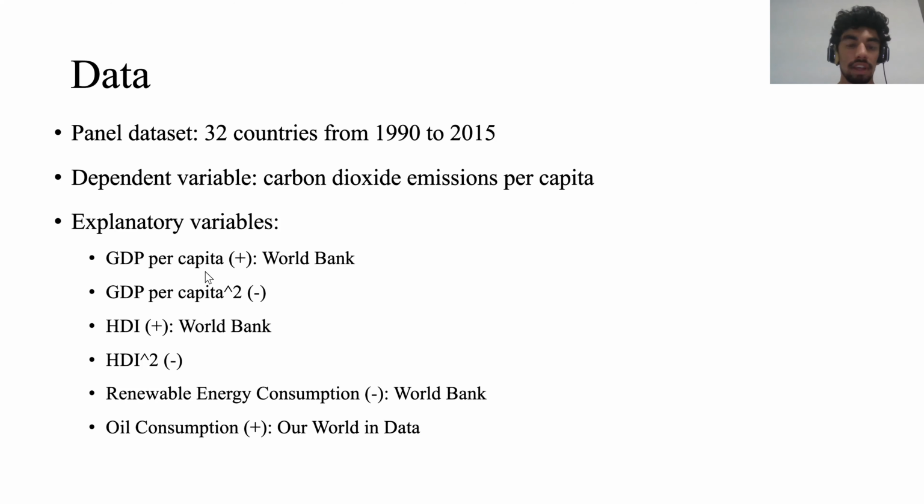As GDP per capita increases initially, we are expecting carbon dioxide emissions per capita to increase initially as well. Renewable energy consumption has a negative sign because, as we move away from fossil fuels, which emit carbon as they are used, to renewable energy sources, which do not produce carbon dioxide and other greenhouse gases, carbon dioxide emissions will decrease. On a similar note, oil consumption has a positive sign because it is expected that as oil continues to be used as a fuel source, because carbon dioxide is a byproduct, carbon dioxide emissions per capita will increase.